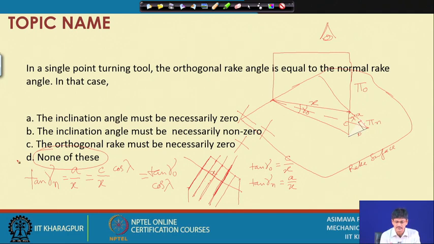Actually, it contributes to this particular fact that if these angles are equal, either the orthogonal rake is 0, the normal rake is 0 and the inclination angle is just anything, or the inclination angle is 0, the orthogonal rake is non-zero and the normal rake is non-zero, but they are equal. Or another case might be there: the orthogonal rake is 0, the inclination angle is 0 and the normal rake is 0. So, the answer to this question is none of these.